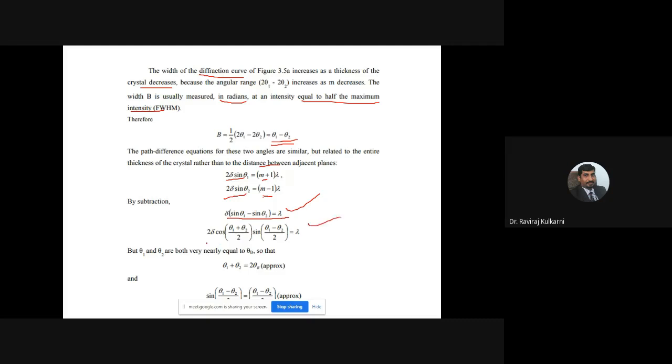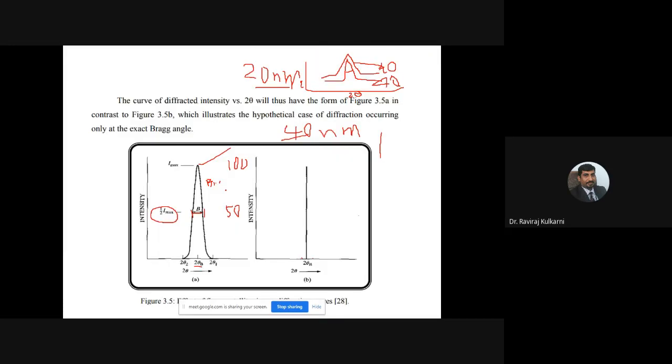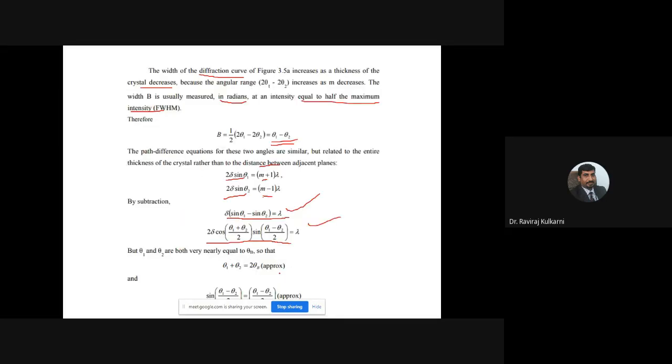This is the property of sines and cosines. But theta 1 and theta 2 are very near. Whatever I am talking about, they are very near to theta B only, a very small angle difference. So they are lying here, at the edge of this curve. This is the mean, which follows the Bragg equation. These two are not following it, but they are just close to that Bragg angle.